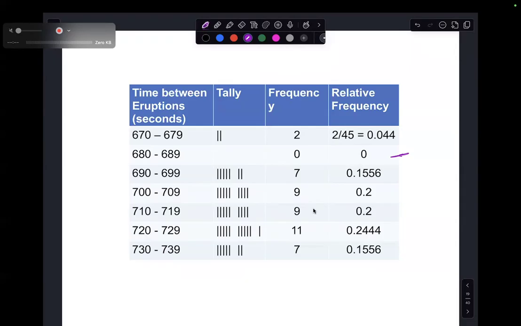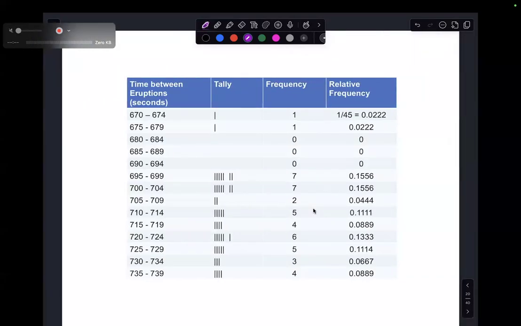We're going to change the class width. So now I have a class width of 5. Take a look here. I have 3 empty bins all next to each other. That's just ugly. We don't like that.